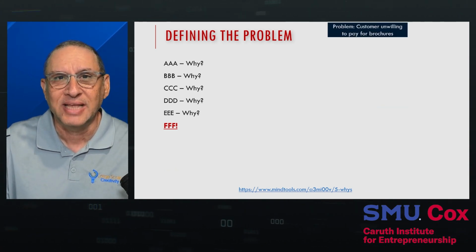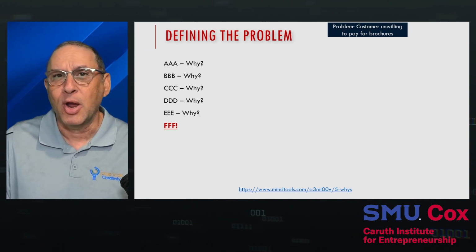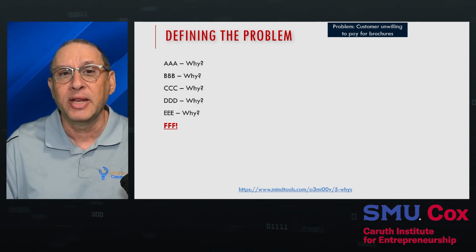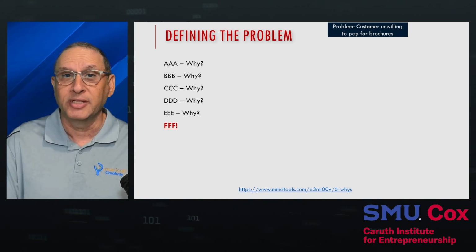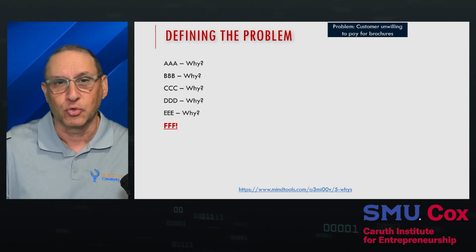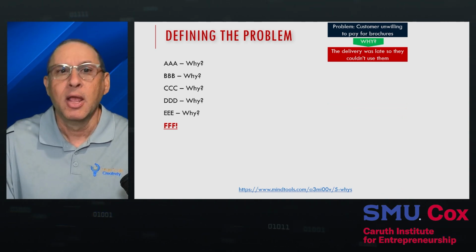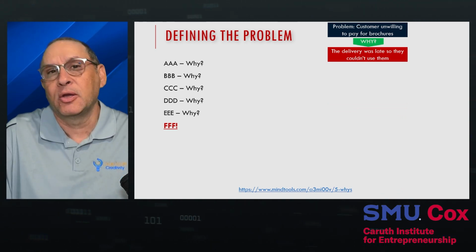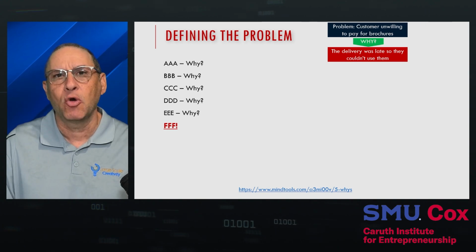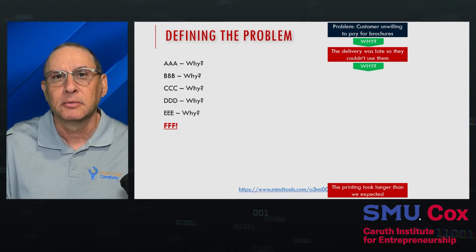I'm going to give you an example. It's actually an example from one of the articles that I had you read. The problem is that our customer is unwilling to pay for the brochures. We printed brochures for them, and the customer is not willing to pay for them. Why? Why are they not willing to pay for it? Oh, because the delivery was late and they couldn't use them. They needed them for a trade show and you delivered them too late. They couldn't use them anymore. They don't want to pay.